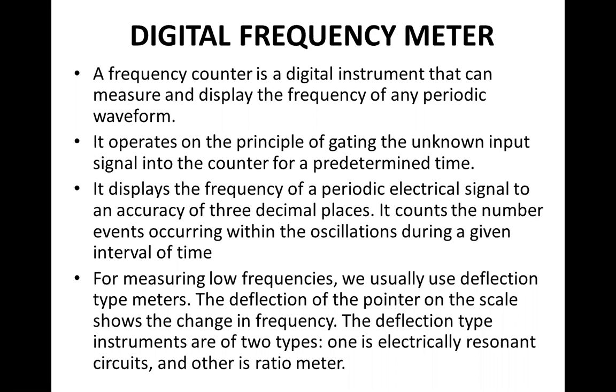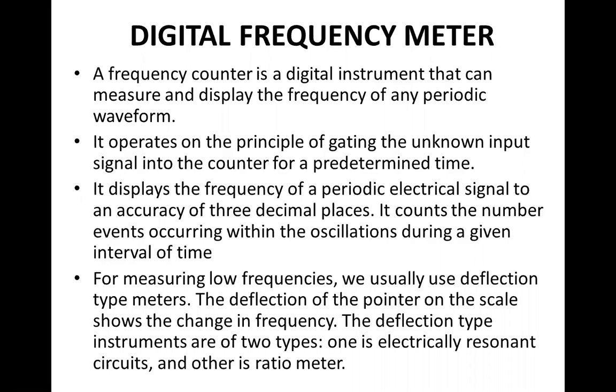A frequency counter is a digital instrument that can measure and display the frequency of any periodic waveform. It operates on the principle of getting the unknown input signal into the counter for a predetermined time. It displays the frequency of a periodic electrical signal to an accuracy of 3 decimal places. It counts the number of events occurring within the oscillations during a given interval of time.